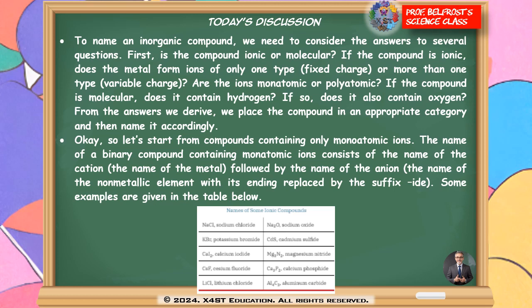Let's start with compounds containing only monatomic ions. The name of a binary compound containing monatomic ions consists of the name of the cation, the name of the metal, followed by the name of the anion with the suffix -ide. Some examples you can see are sodium chloride, potassium bromide, calcium iodide, and so on.